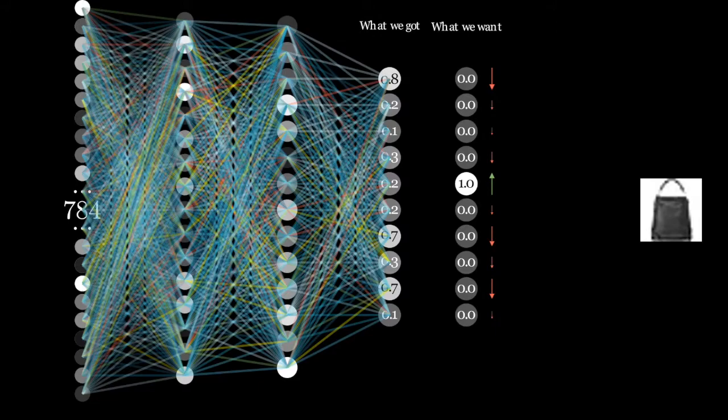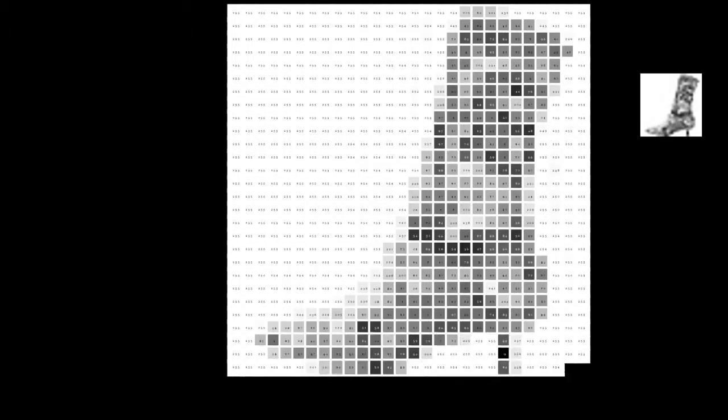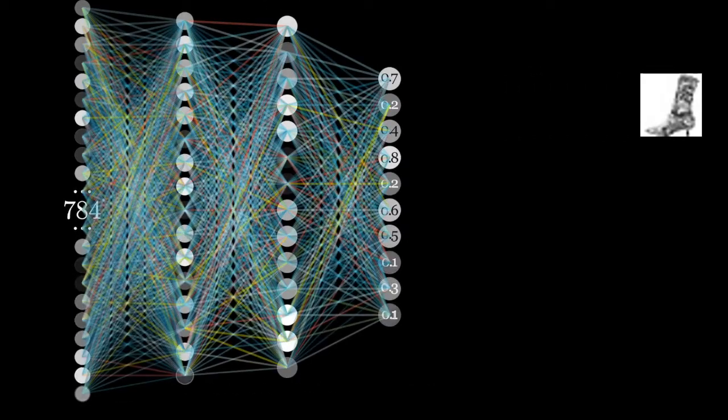But this is just one training example. We need to show other items of clothing to be able to optimize the weights. Let's take the example of an ankle boot. Again, we input the 784 grayscale pixels of the image as our activations of the input layer of the network.